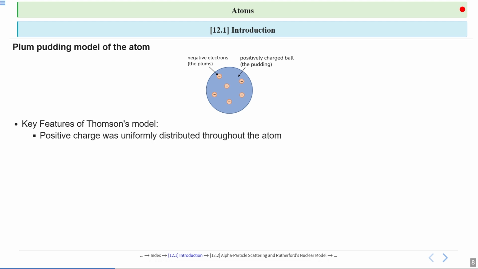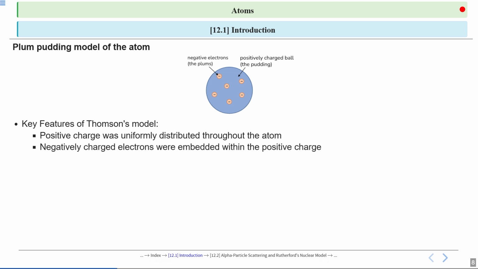Okay, so Thomson suggested that positive charge in an atom is spread out evenly throughout the entire atom. Imagine the atom as a sphere where the positive charge fills the whole space, not just in one spot. This was a big shift from earlier ideas which didn't explain where the positive charge was.